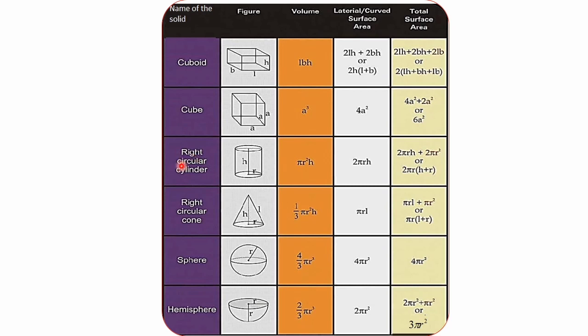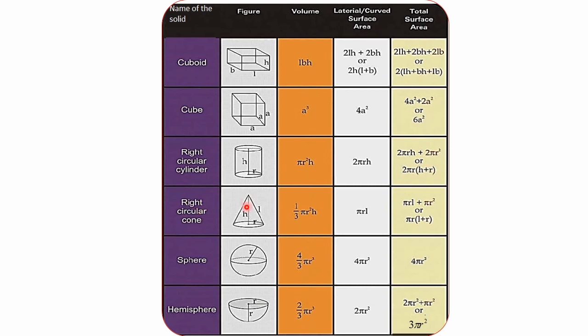Next is a right circular cylinder. The height of the cylinder is represented by the letter H and the radius by the letter R. Then the volume is pi r square H. Lateral surface area is 2 pi r H and the total surface area is 2 pi r into (H plus R).